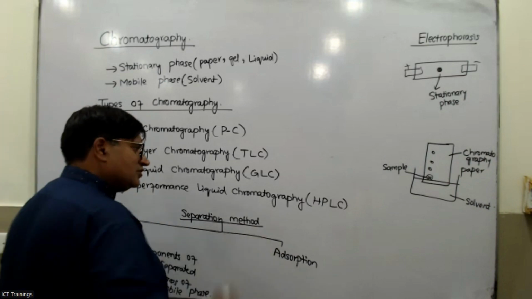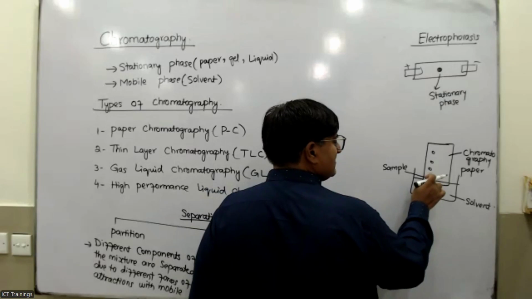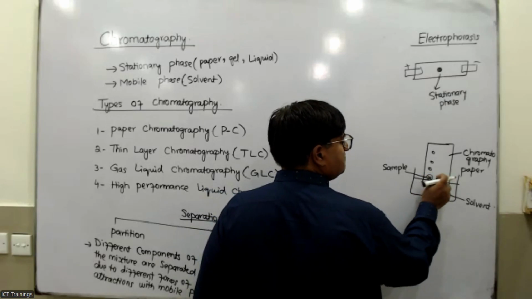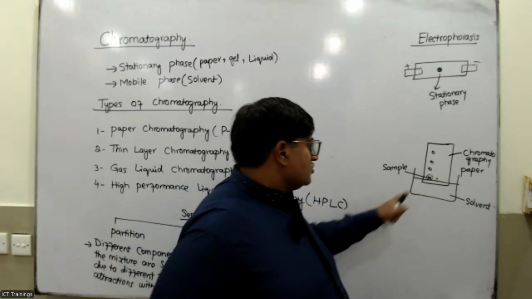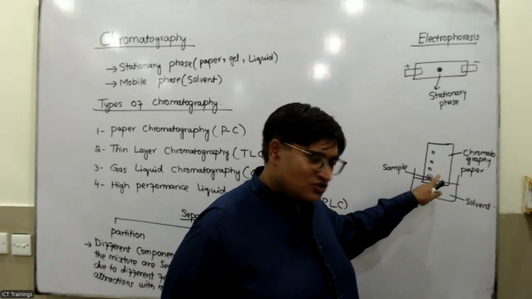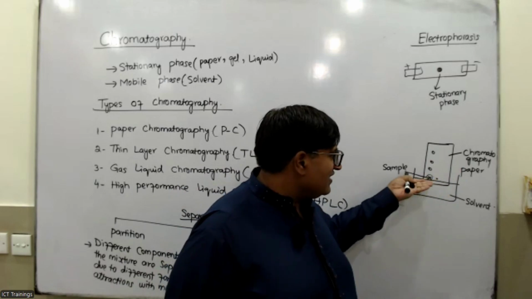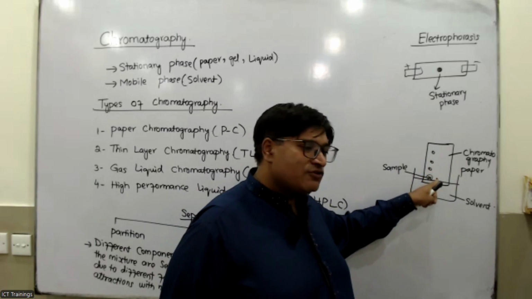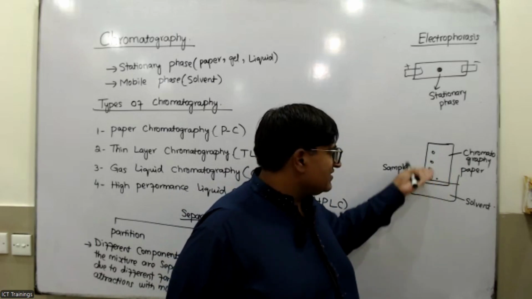अब आ जाए adsorption पे. Adsorption में क्या होता है? Adsorption में when you put the sample, this sample forms the forces of attraction with this paper. Okay. So those components of the mixture which have stronger forces of attraction with this stationary phase, they travel less, whereas those which are having weaker forces of attraction with the stationary phase, they travel more.